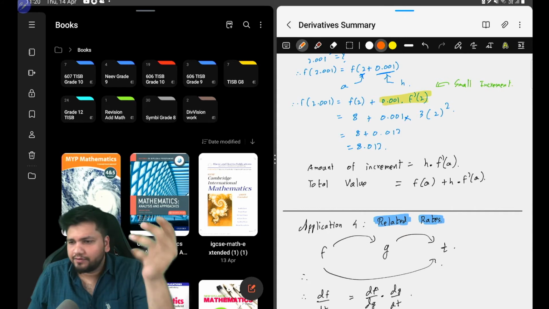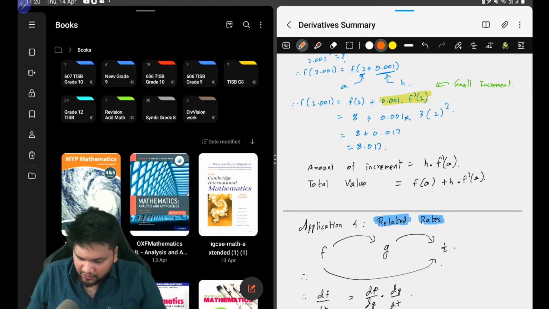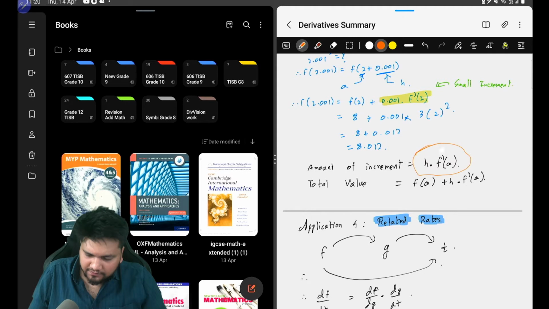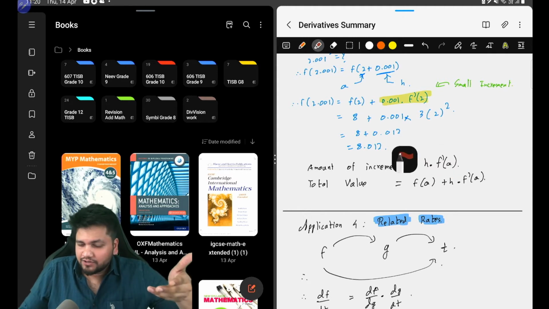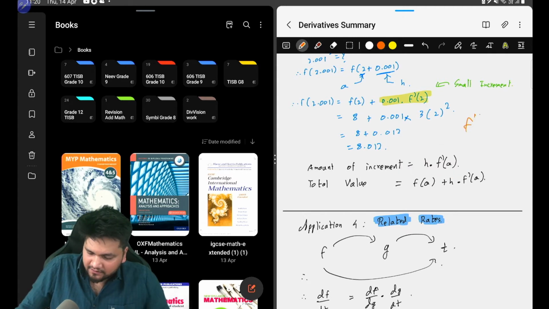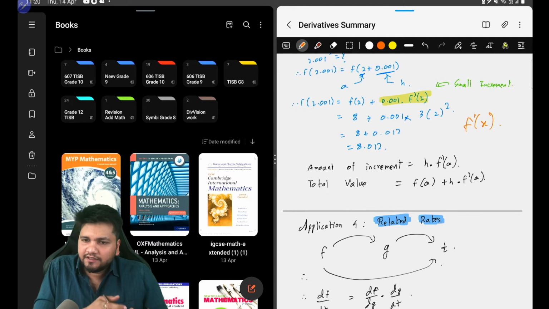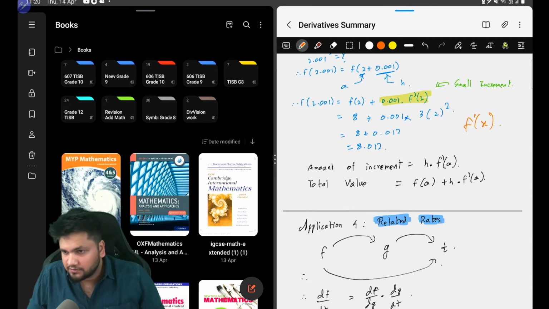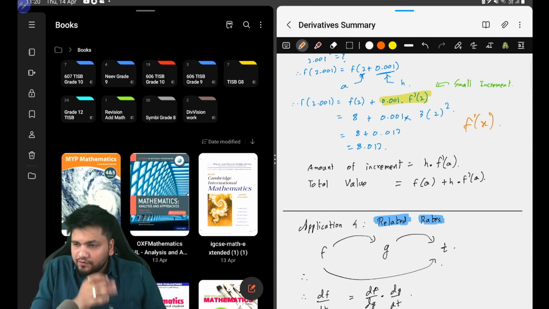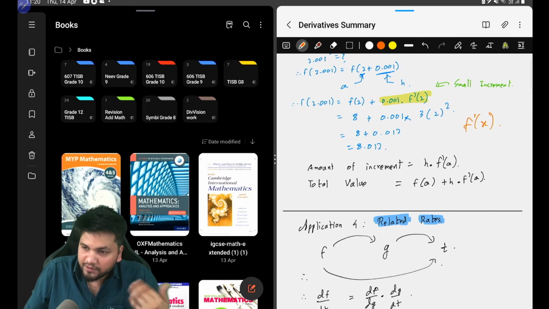By how much the value will increase or decrease, they will ask you. So you'll just have to write h into f dash of a. In the previous question, they will ask you f dash of x, whatever that is, and then they will ask if it has been increased from 2 to 2 plus h. If it has been increased from 2 to 2 plus h, then how much is the increment? It's going to be h into f dash of 2.